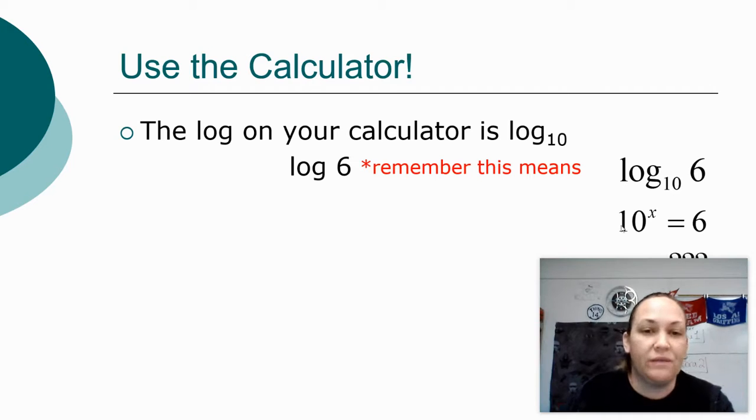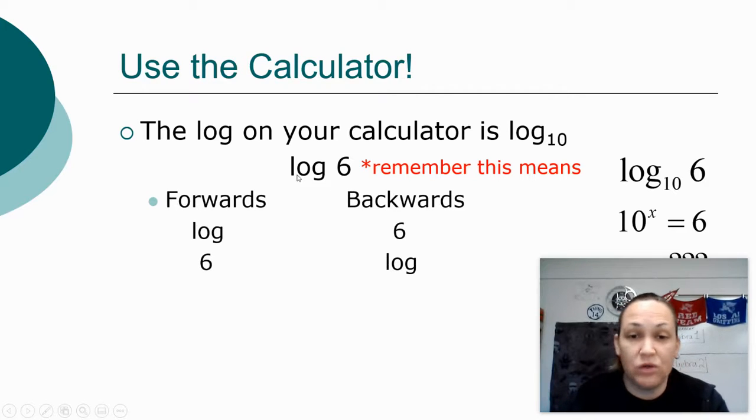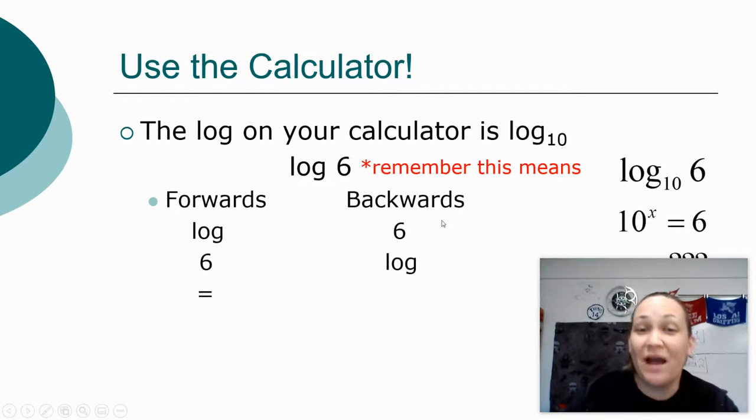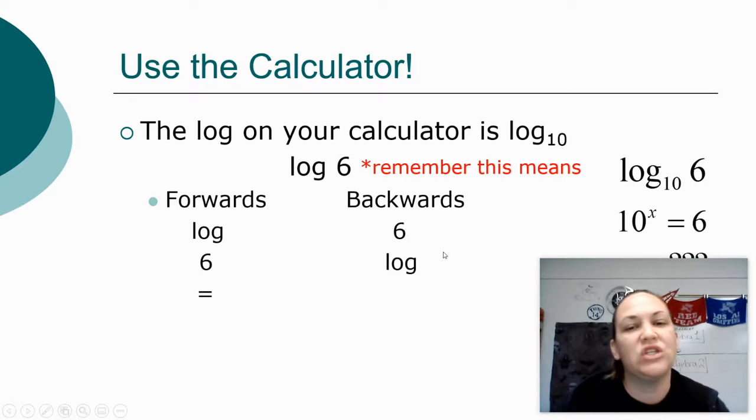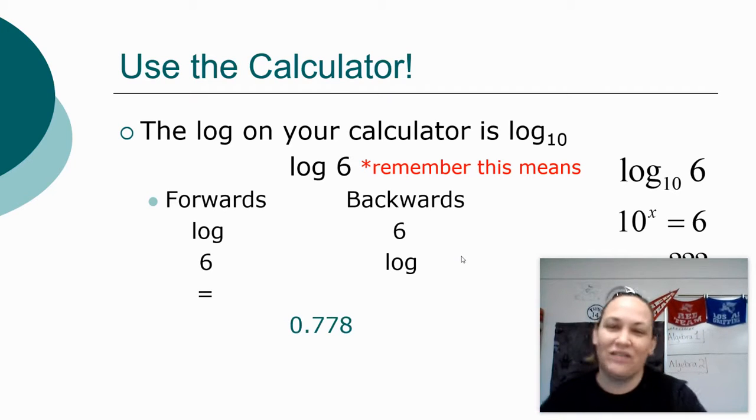So we would type this in our calculator. If you have a forwards calculator, you just hit log 6 equals. If you have a backwards calculator, and again, your phone is a backwards calculator, you're gonna hit 6 log, and then you don't have to hit equals on a backwards calculator. It's just gonna automatically tell you what the answer is. And the answer to this one is 0.778.